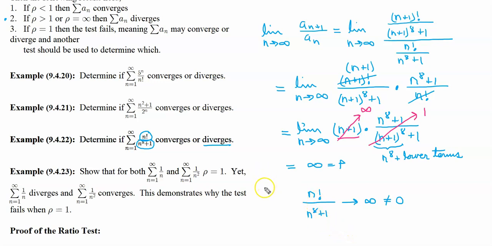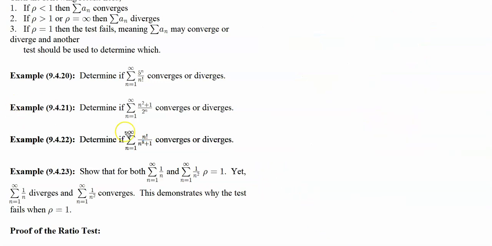Let's take a look at one more example. Let's see why case 3, if the rho is equal to 1, that the ratio test fails. Let's try to see what happens there. Well, we're going to look at two series, this one and this one. Now, of course, this one diverges, that's your harmonic series, and yet this one converges. That's by the p-series test. In fact, you can use the p-series test on the first one as well.